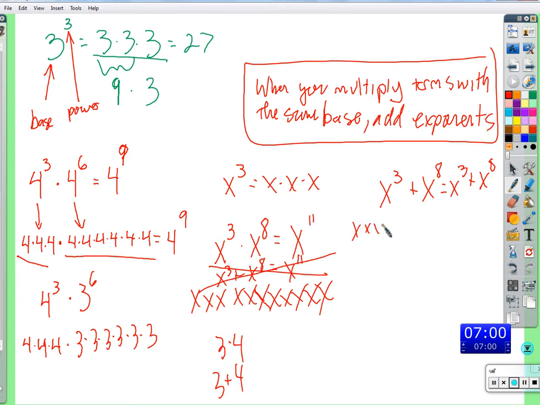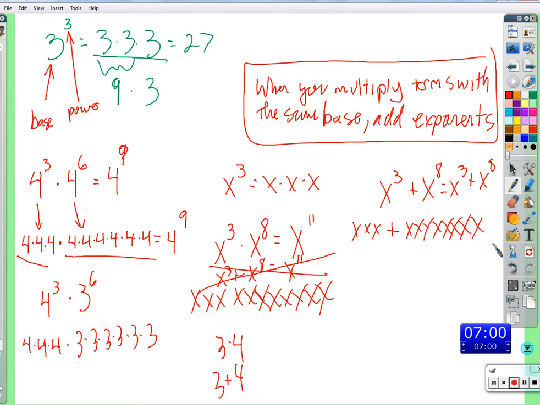X times x times x, x times x times x, x times x, x, x, x. Now, if we multiply these together, that would be x to the 11th, because we'd have 11 x's to multiply together. But are we multiplying them together? No, we're adding them together. So we do have 11 x's, but we're not multiplying them together, which means exponential notation would be useless to express this thing. So it just stays the way it is.